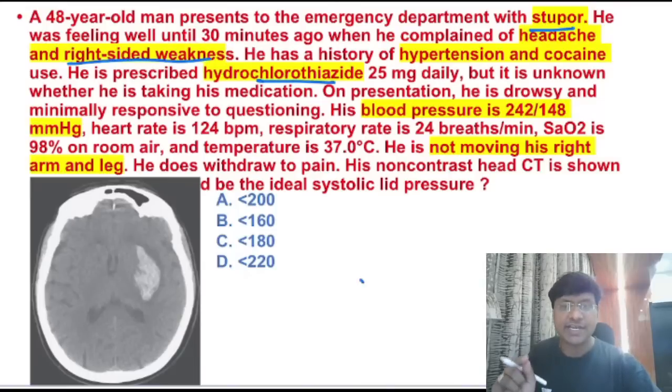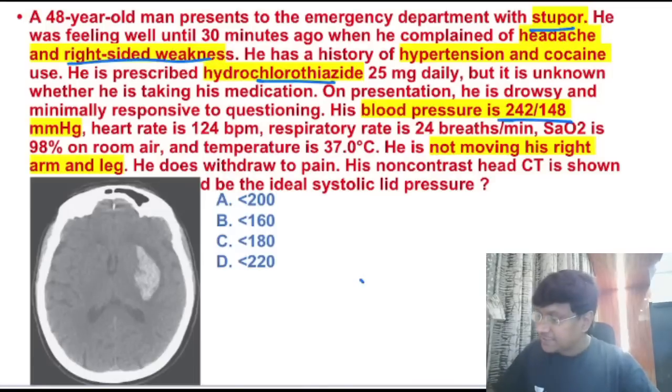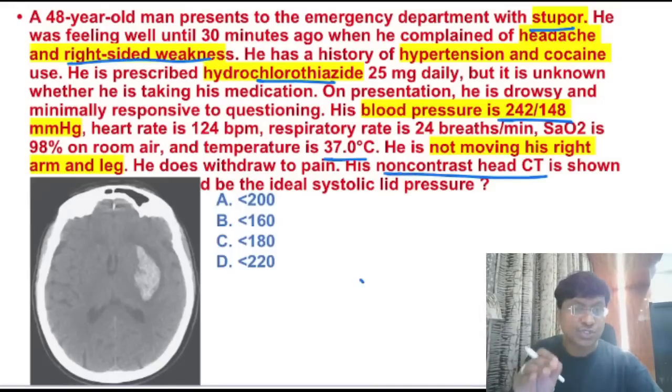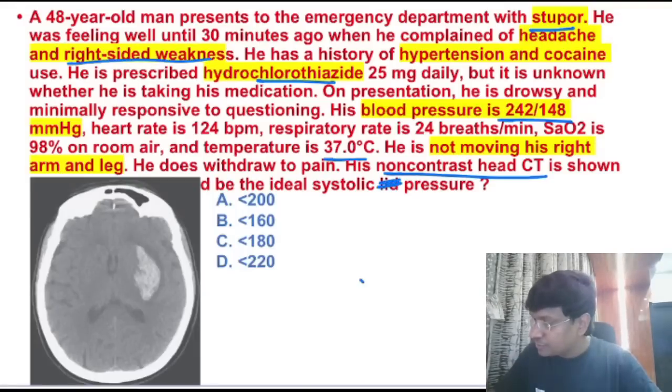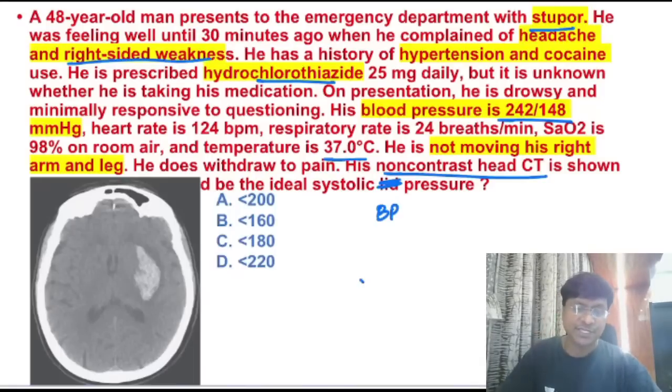On presentation, he is drowsy and minimally responsive to questioning. His blood pressure is how much? 242 by 148 millimeters of mercury. Heart rate is 124 beats per minute. Respiratory rate is 24 breaths per minute. Saturation 98% on room air. Temperature 37 degrees centigrade. He is not moving his right arm and leg, and he does withdraw to pain. His non-contrast head CT is shown in the figure. What should be the ideal systolic blood pressure in this patient? Less than 200, less than 160, less than 180, less than 120.